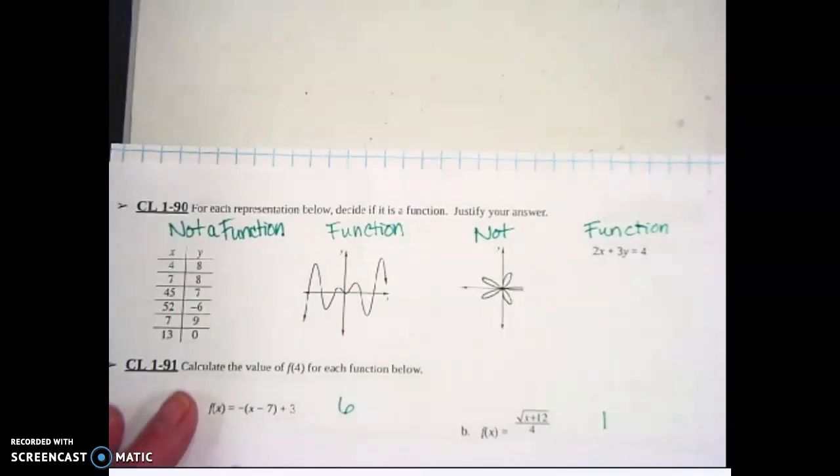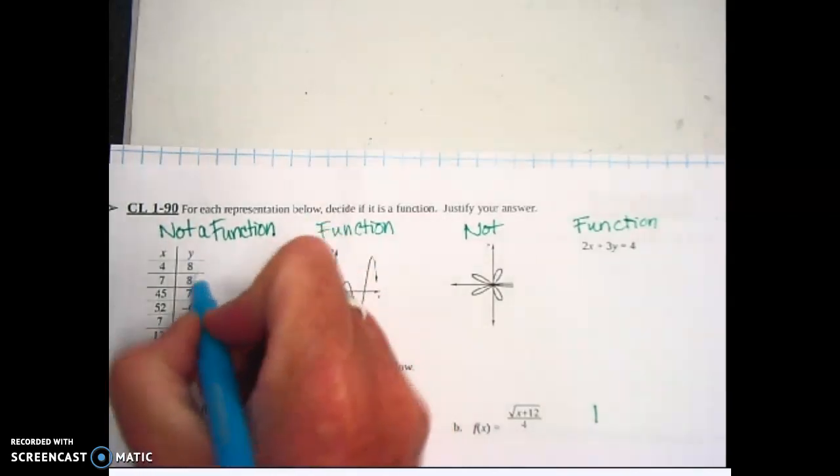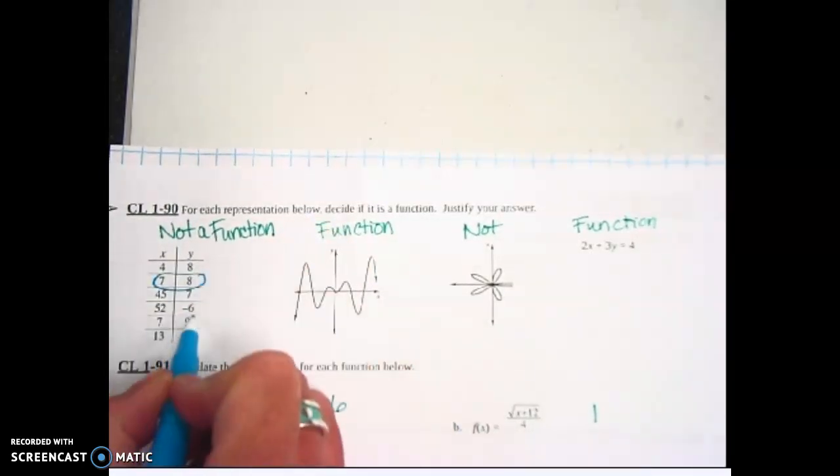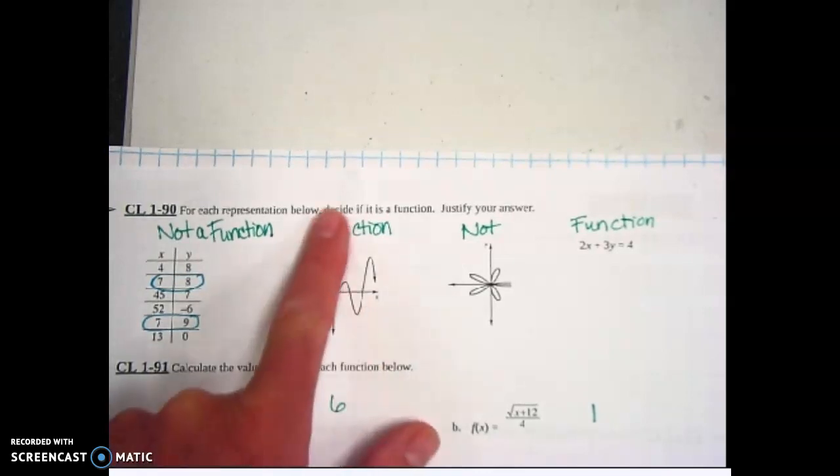All right, to the top of page 28. Top of page 28 says, for each representation below, decide if it is a function and justify your answer. So for the first one at the far left, if you plug in 7 right here, you get an 8. And if you plug in 7 right here, you get a 9. That's like our soda machine giving us a Pepsi and a Sprite at the same time.